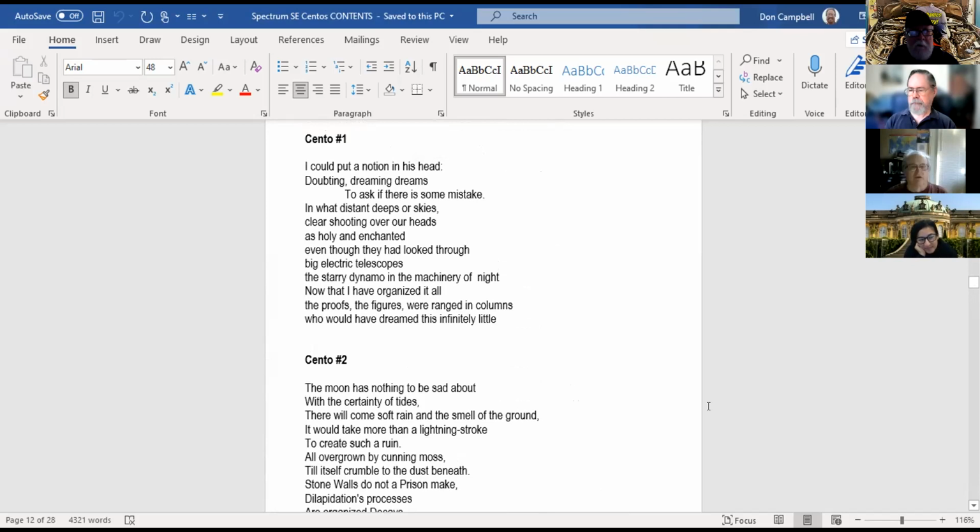Okay. Cento number 1. I could put a notion in his head, doubting, dreaming dreams, to ask if there is some mistake. In what distant deeps or skies, clear shooting over our heads, as holy and enchanted, even though they had looked through big electric telescopes, the starry dynamo and the machinery of night. Now that I have organized it all, the proofs, the figures were ranged in columns. Who would have dreamed this infinitely little?